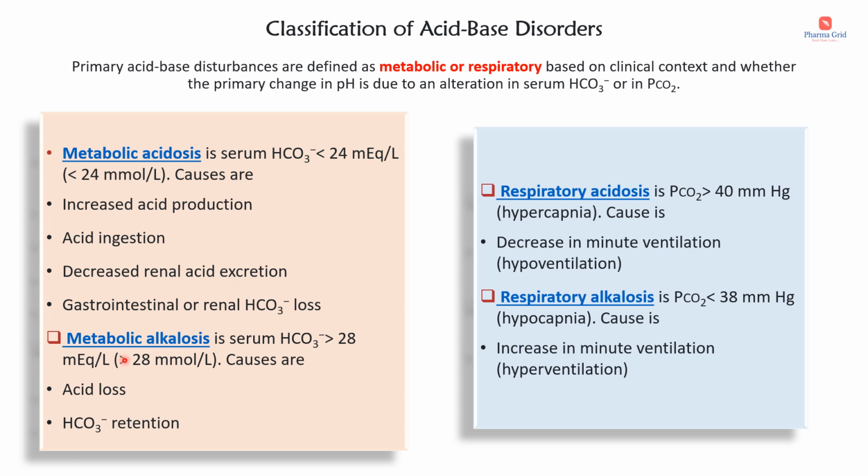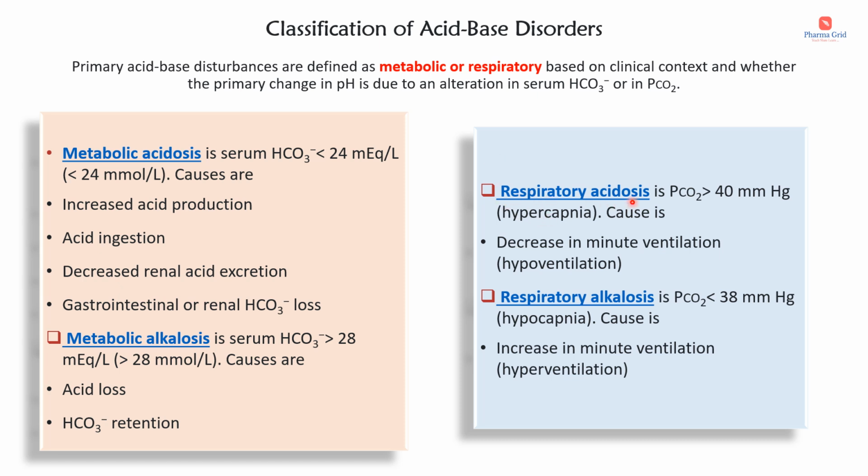Next one is metabolic alkalosis. Here, serum bicarbonate level is greater than 28 milliequivalent per liter or 28 millimole per liter. The causes are mainly acid loss and bicarbonate retention. Then under respiratory, there will be respiratory acidosis and respiratory alkalosis. Respiratory means mainly related to the partial pressure of carbon dioxide levels.